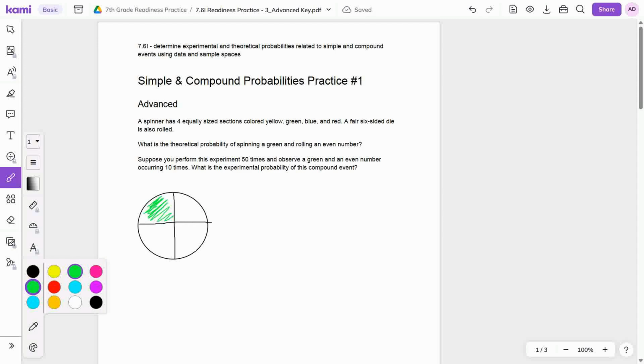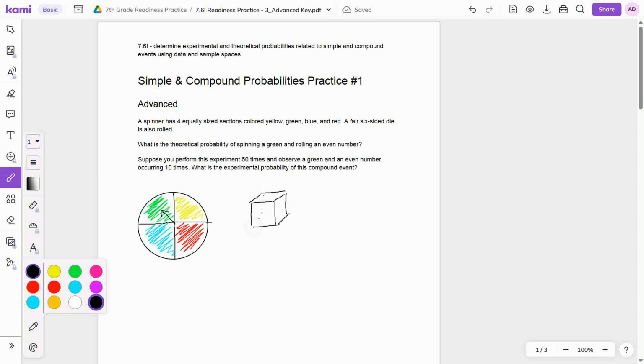So there's my green, my yellow, blue, and my red. I always like drawing a picture if possible. It helps me visualize what's happening. And then I've got a spinner, right? And it's supposed to land on a green. So let's go ahead and just put our little spinner right there. And then we've got a six-sided die. It's just a number cube, right? And it's fair.